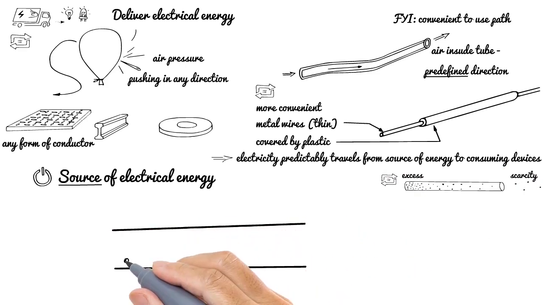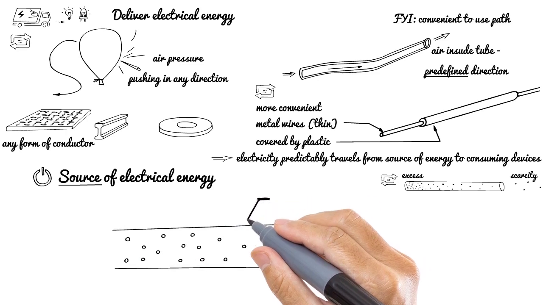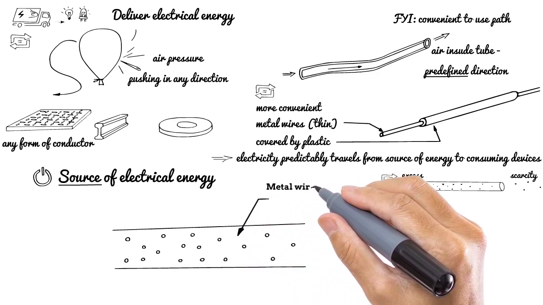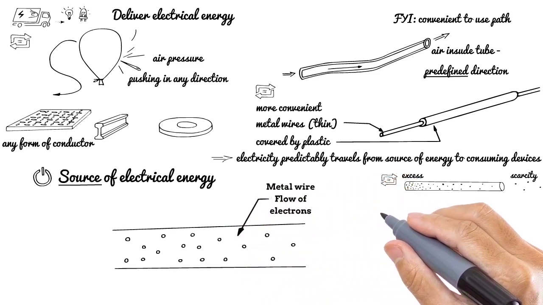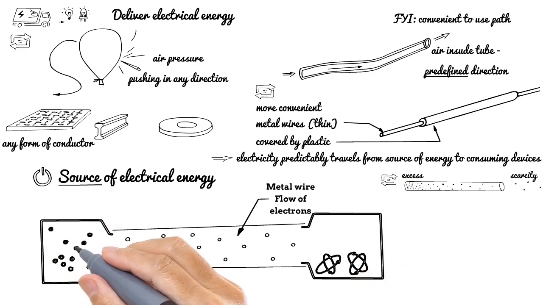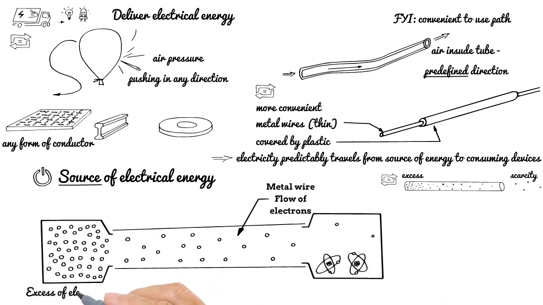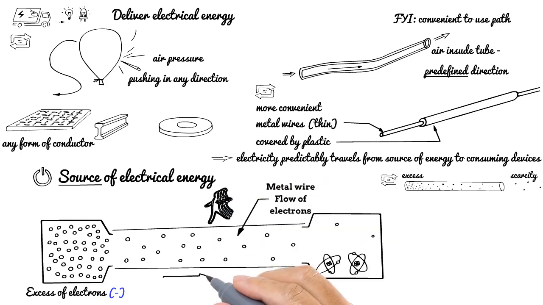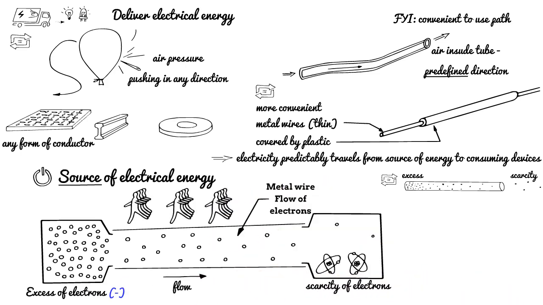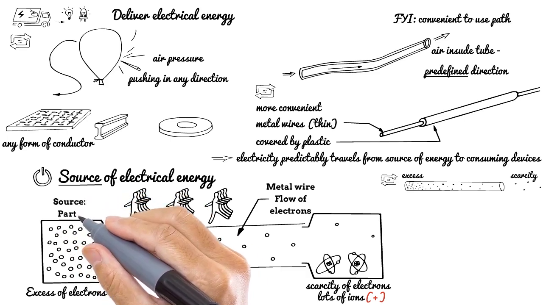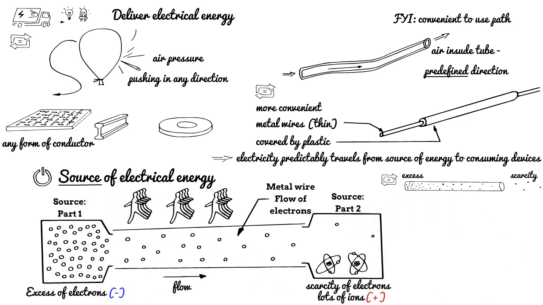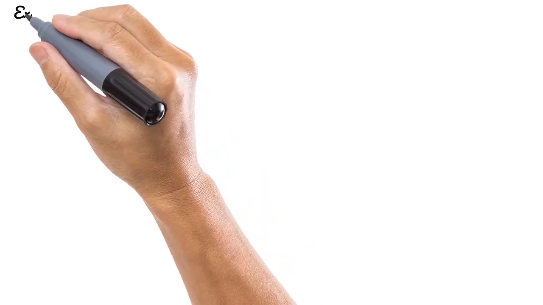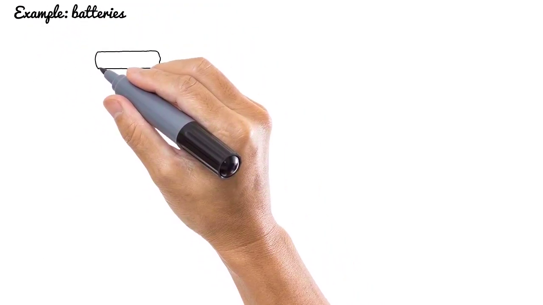We also discussed earlier that electric current is a flow of electric charge. In metal wires, it's a flow of electrons. And such electrons flow from a place of excess of free negatively charged electrons to a place of scarcity of electrons. It may be a place full of positively charged ions. So the source of electrical energy should always have a pair of places, one with excess of electrons and another one with scarcity of electrons. You can think of the simplest example, the battery.